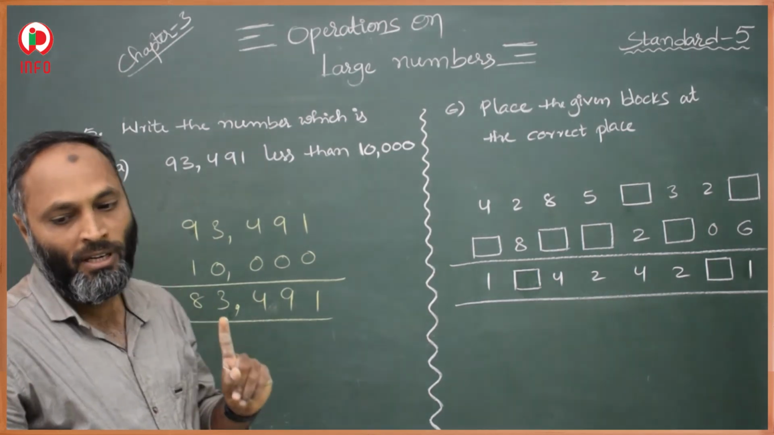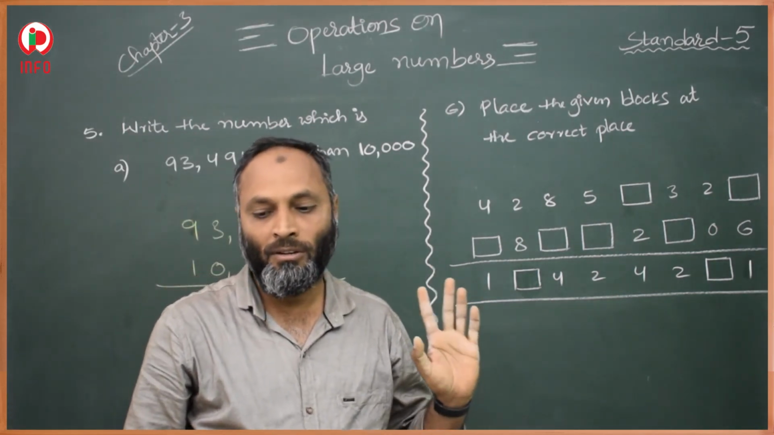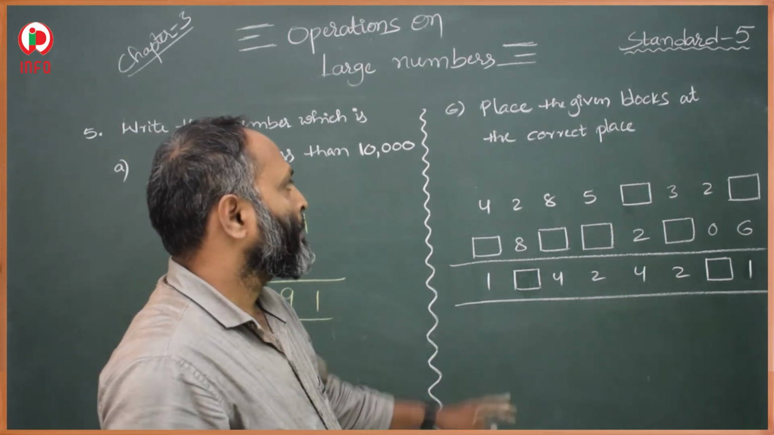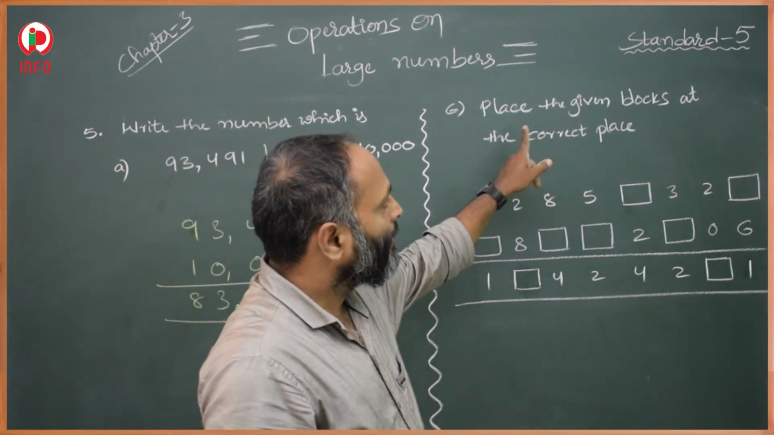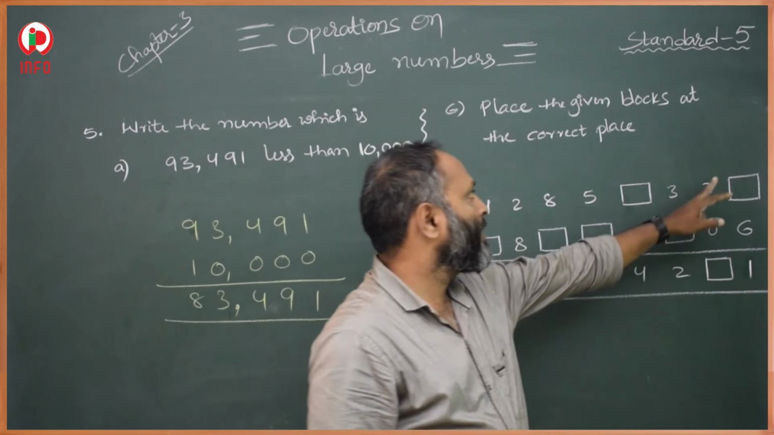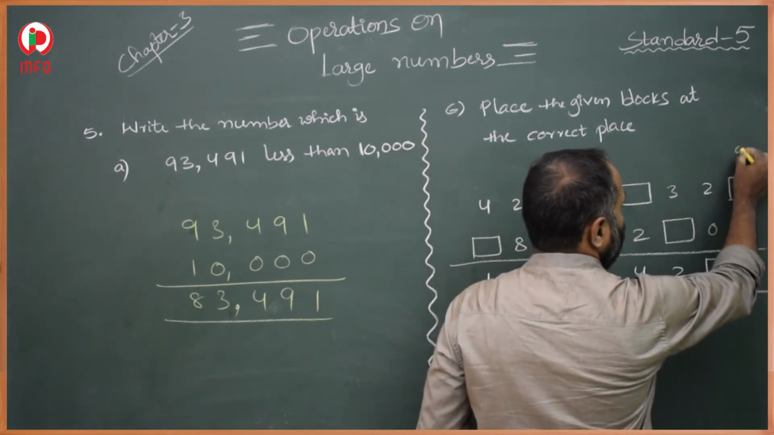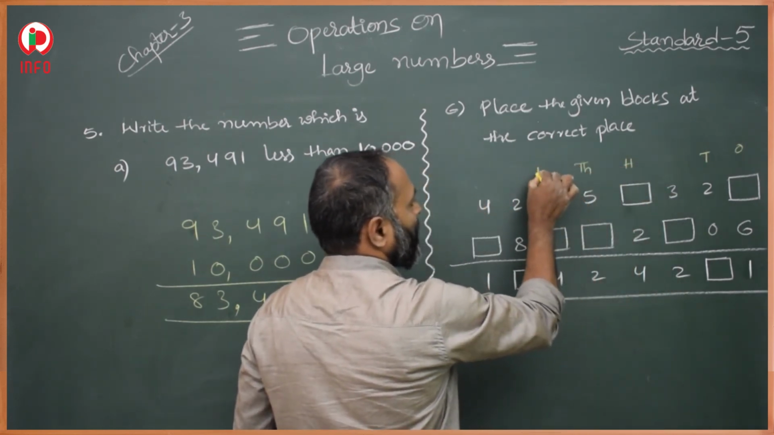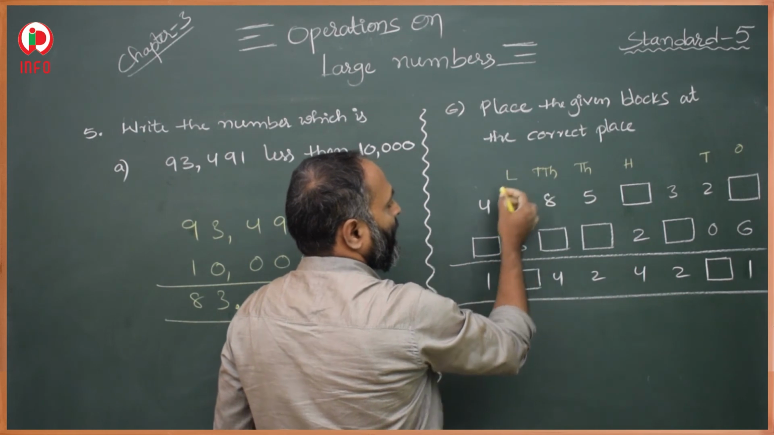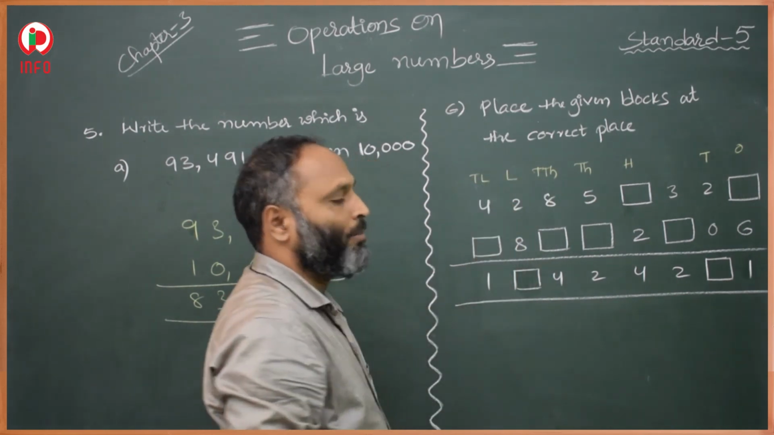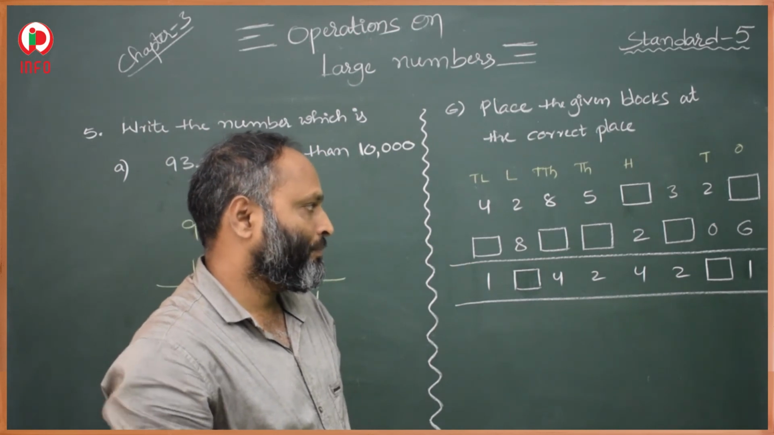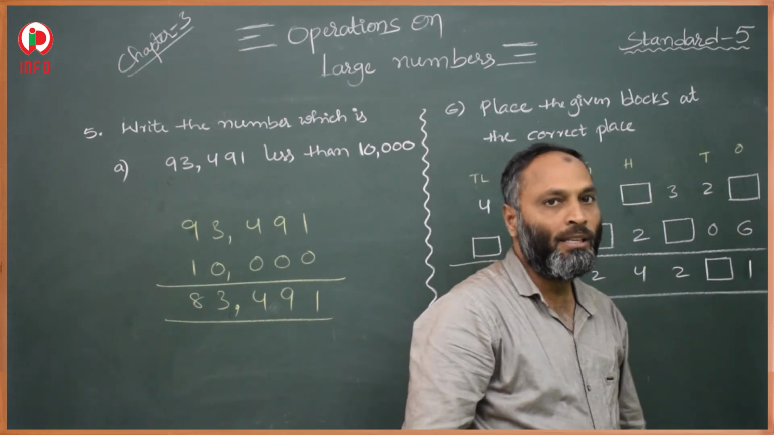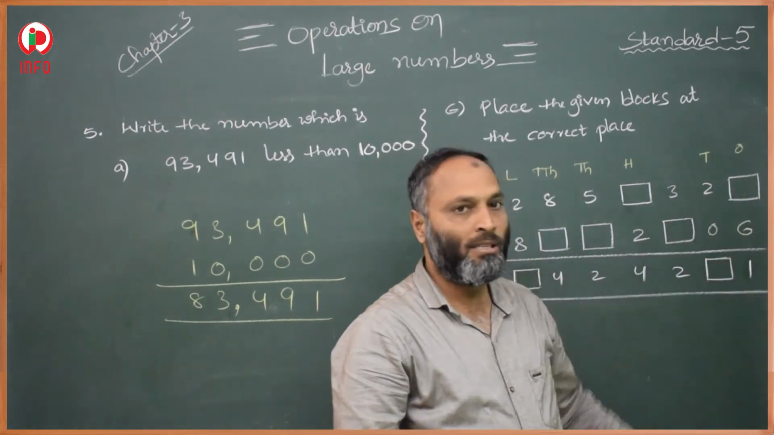One more question is there for your home assignment. Now, in this, place value is given in blocks at the correct place. Here this is ones place, this is tens place, this is hundreds place, this is thousands place, this is 10,000s place, this is lakhs place, this is 10 lakhs place. Here some blocks, 1, 2, 3, 4, 5, 6, 7. In these blocks we have to find the correct number.